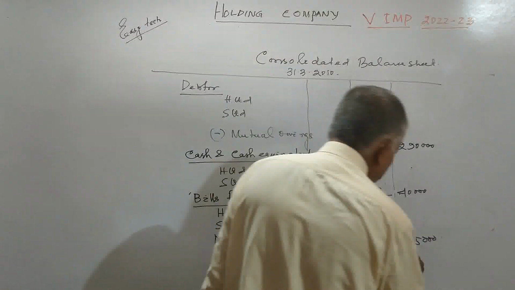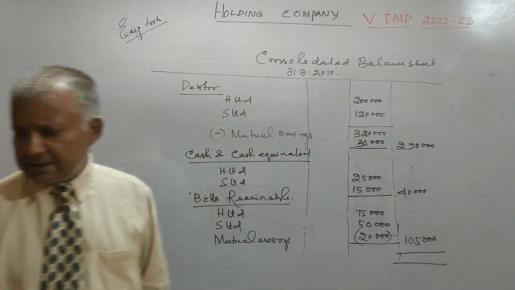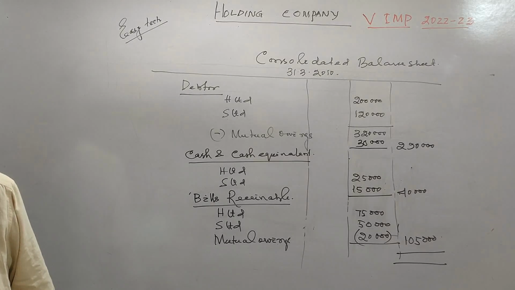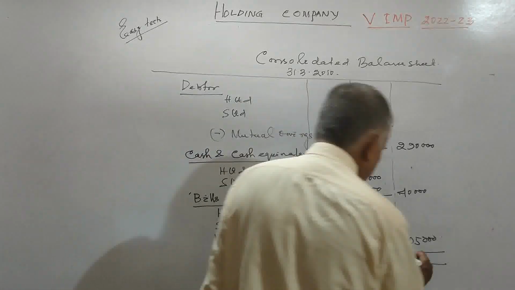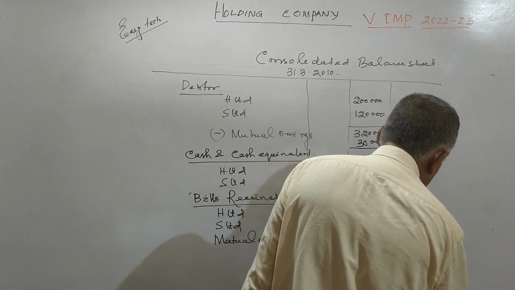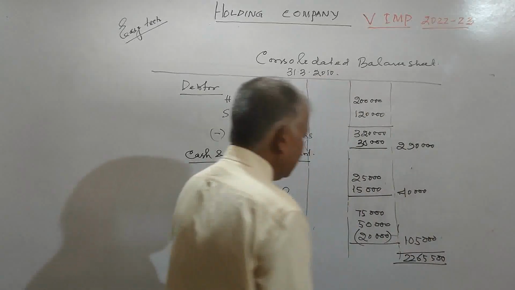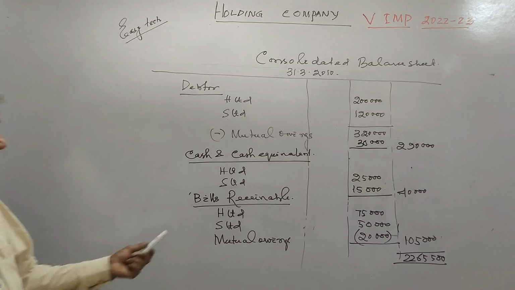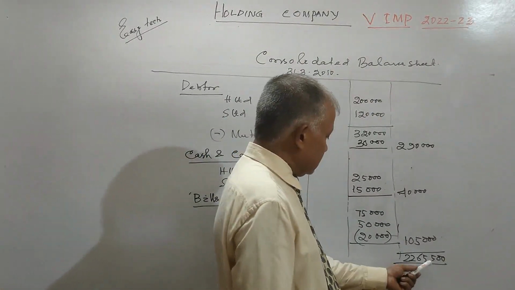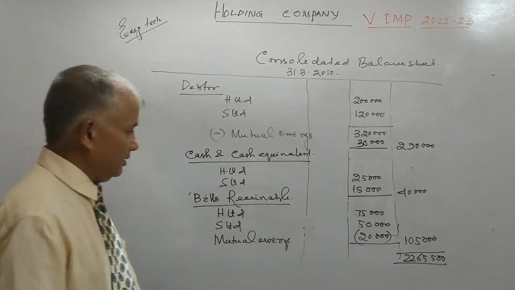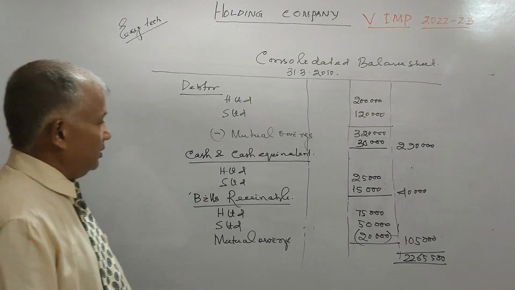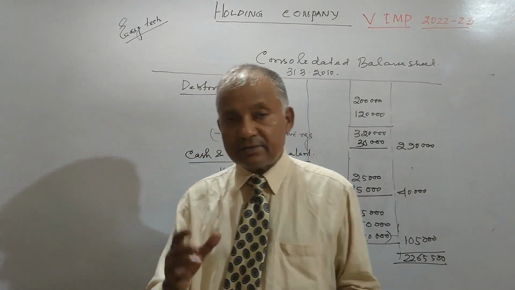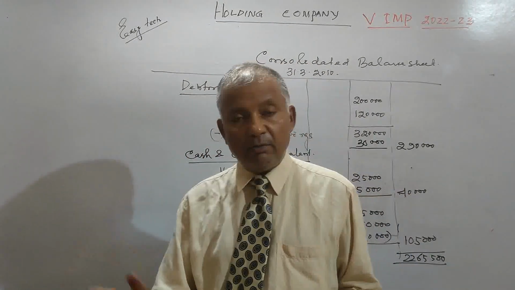So total comes to the asset side total. If you make a total, it will come to your 22 lakh 65,500, right? So this is the balance sheet, and out of these 6 adjustments you will get a lot of common in the forthcoming exam.